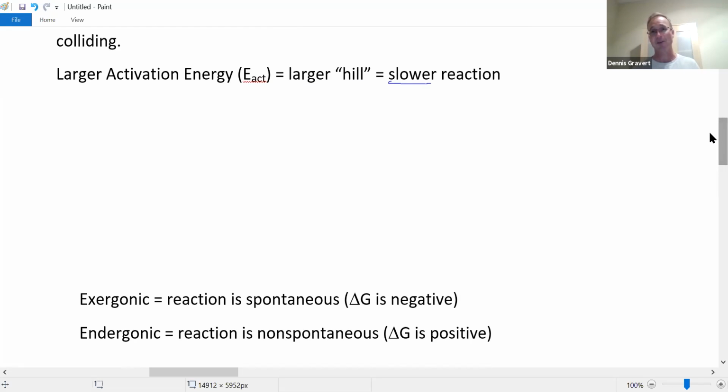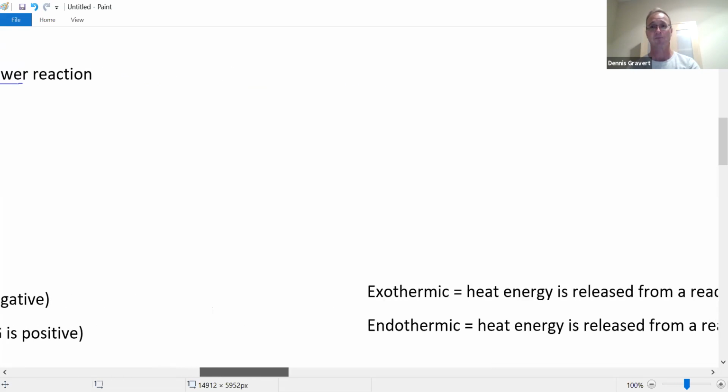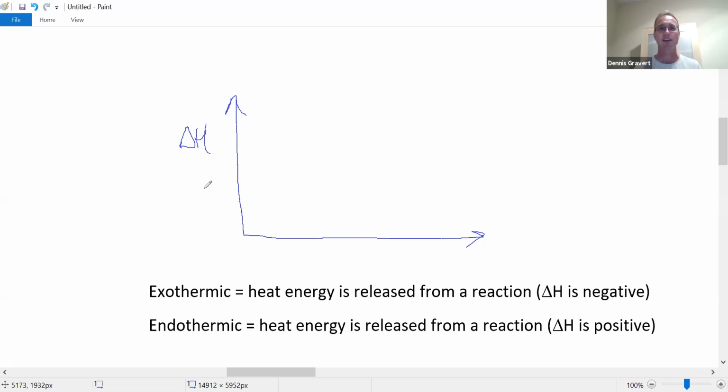Got a couple new terms for us. Exergonic means that the reaction is spontaneous. Endergonic means the reaction is non-spontaneous. Where are these terms coming from? They're coming from modification of exothermic and endothermic. So we'll go back to those new terms in just a second. But for now, let's draw another energy diagram. And this time, let's plot delta H, the heat of reaction.